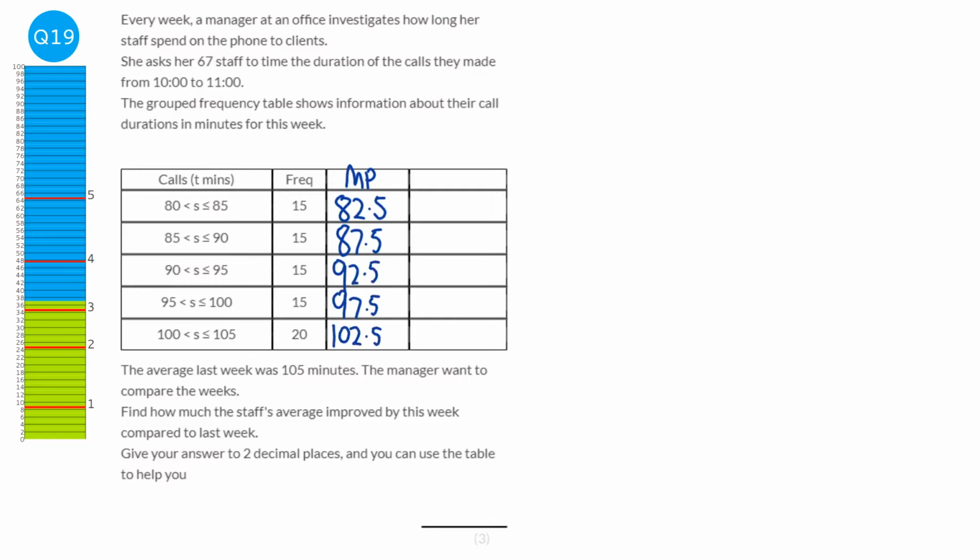Next we need to find the FT, which is just the frequency times the duration of calls. Now, in this first group, we're not timesing it by 80 to 85 or anything like that. We're timesing it by the midpoint. So our midpoint effectively becomes the t. So we're going to do 15 times that, which will be 1237.5. And we're just going to keep going and multiplying each of these together.